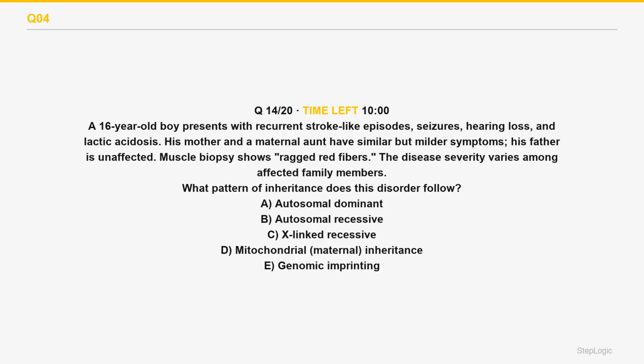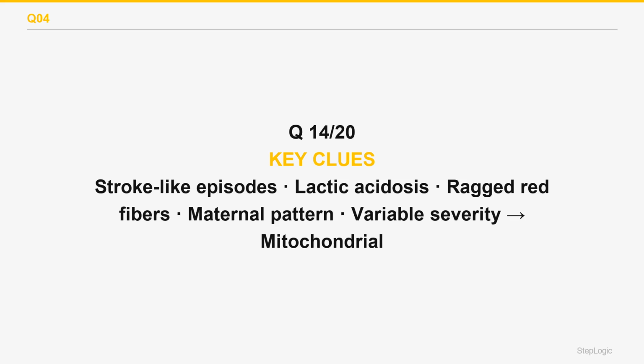Read the command, pattern of inheritance. Stroke-like episodes, seizures, lactic acidosis, ragged red fibers, affected mother and maternal relatives, variable severity, MELAS, a mitochondrial disorder. This is mitochondrial inheritance. Two clues, nail it.